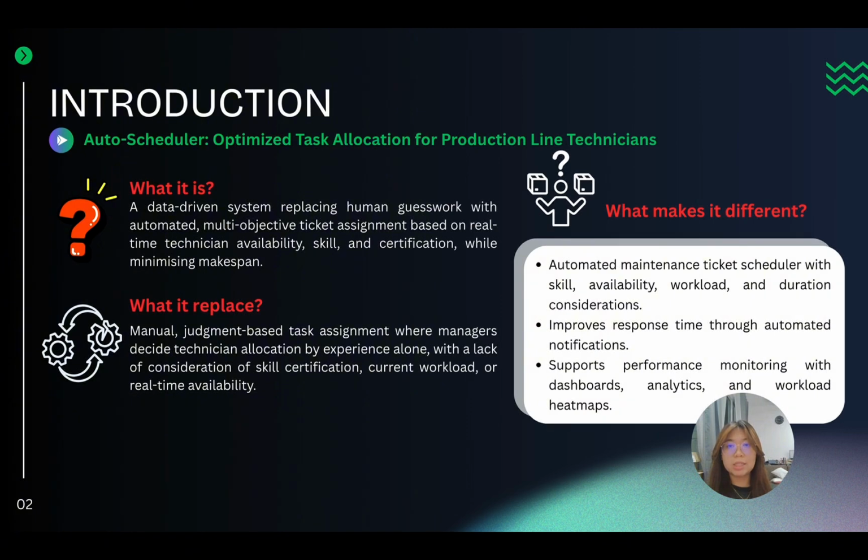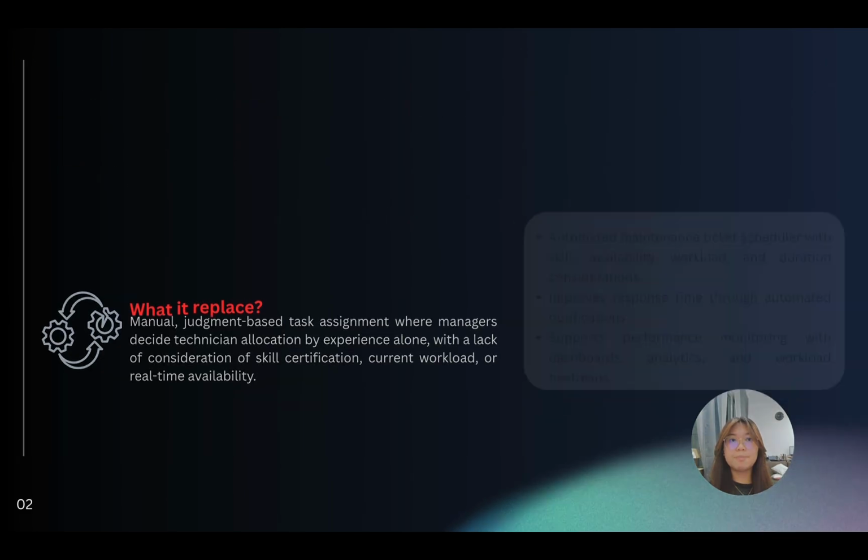In current practice, managers may assign tasks based on experience or judgment. However, this may not fully consider technician skill, certification, availability, workload, and task duration. Therefore, this system automates the task assignment process by matching the maintenance ticket to the most suitable technician. Besides scheduling, it also improves response time through automated notification and supports monitoring through dashboard, analytics, and workload heatmap.